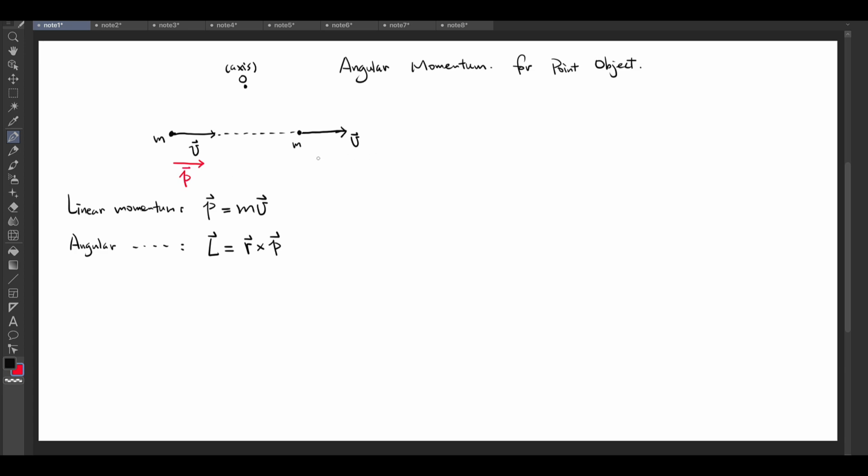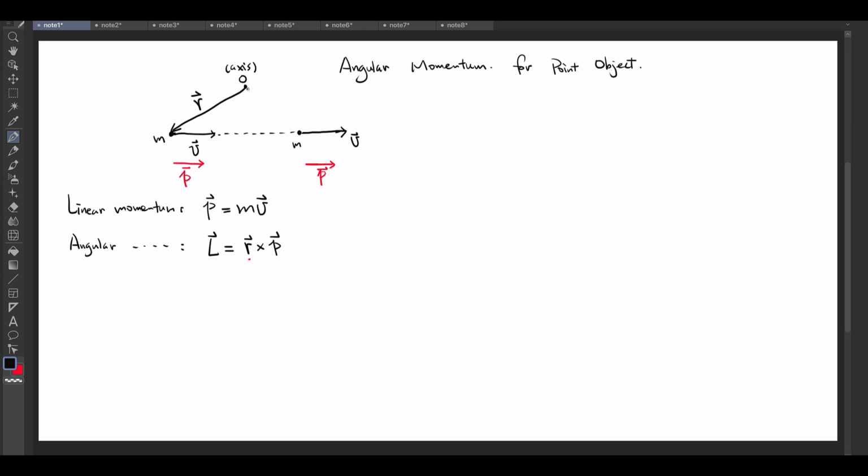And in the next instant, we have P along this direction, the same direction as v, and it should be equal, right? P1 and P2, the linear momentum at these two instants, are the same. But now what's R in our definition? The R here is given by connecting from the rotation axis O to this particle. So we draw a straight line from O to the particle's position, and this direction is called vector R. It's the position vector of this particle m at this instant.